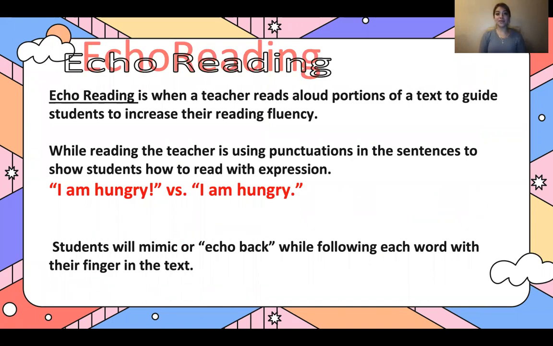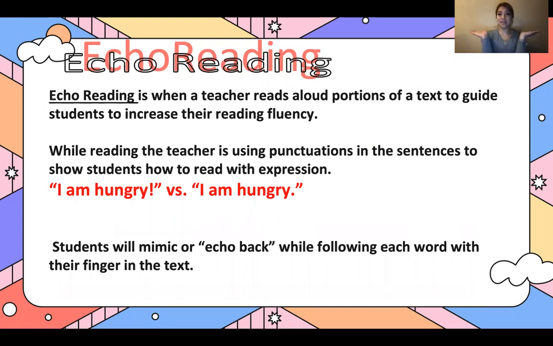For example, "I am hungry!" will be read this way with an exclamation point. Let's practice that again. "I am hungry!" Does that sound correct? Let's read it with a little bit more of an expression. "I am hungry!" That exclamation at the end shows that the person is shouting that they are hungry.